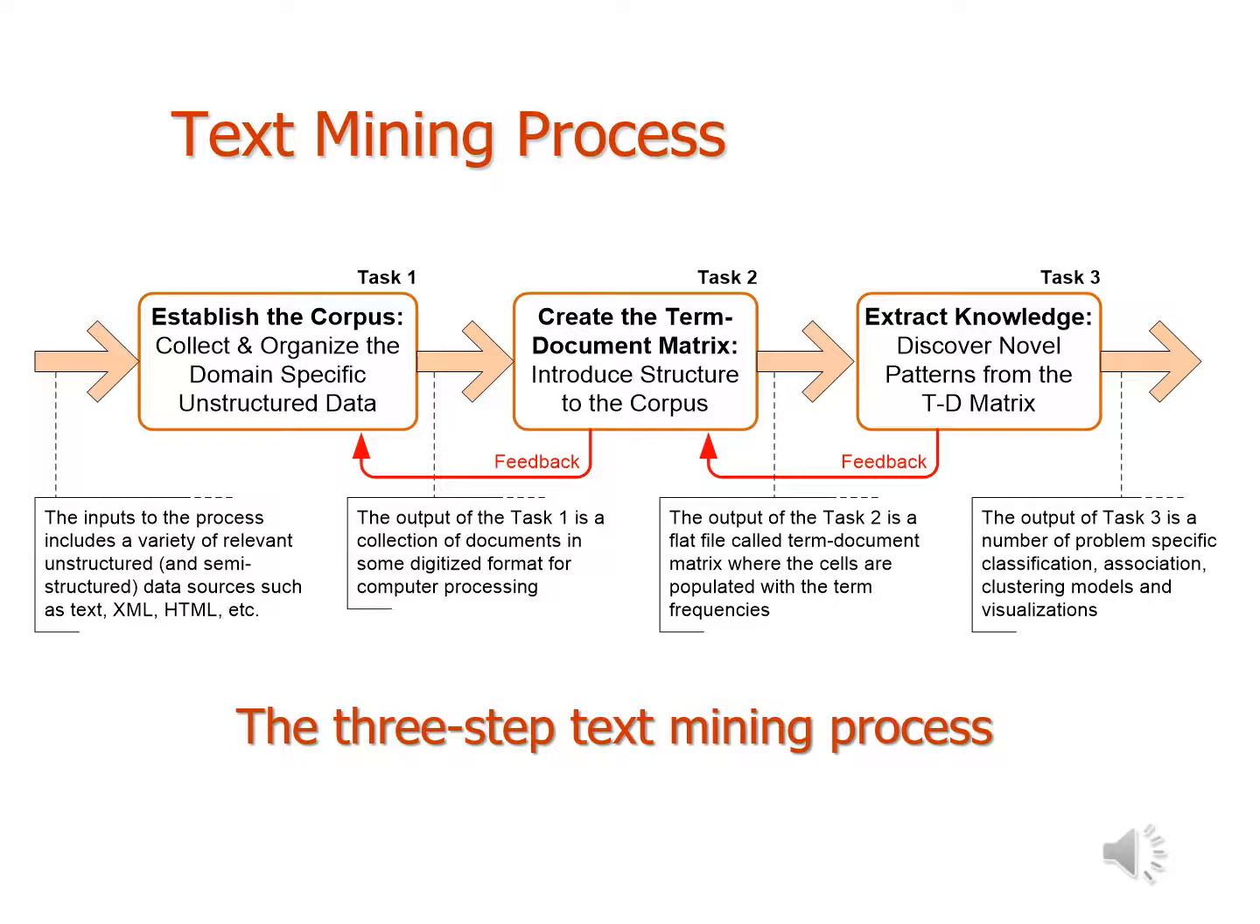This slide shows a linear representation of the text mining process, and it's not that different from the normal structured data mining process, but it has some nuances that make it stand out. In step one, task number one, what we're really doing is establishing the corpus. We're collecting and organizing the domain-specific unstructured data. So that is going out and gathering the data and then determining the format that it will actually be put in. What is the structure? What is the input, and how does it look?